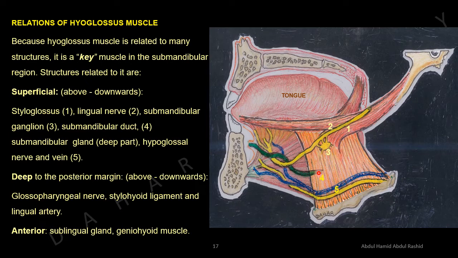Submandibular gland, deep part, which is not shown here. And number 5 is hypoglossal nerve and its accompanying vein. Deep to the posterior margins of the Hypoglossus muscles, structures are glossopharyngeal nerve, stylohyoid ligament, and lingual artery. Anterior to this, we have sublingual gland and geniohyoid muscle. These two groups of structures are not shown in this diagram.